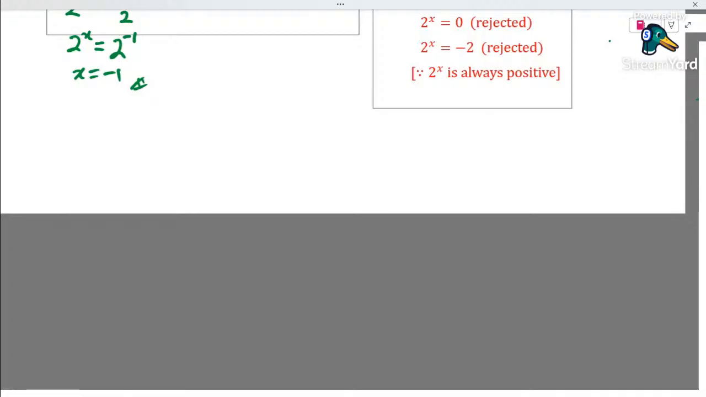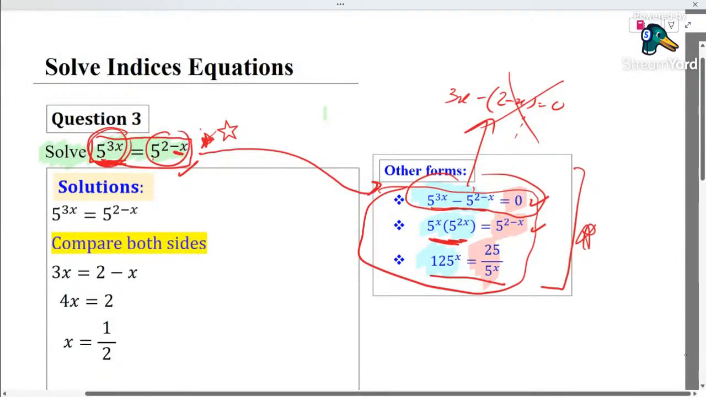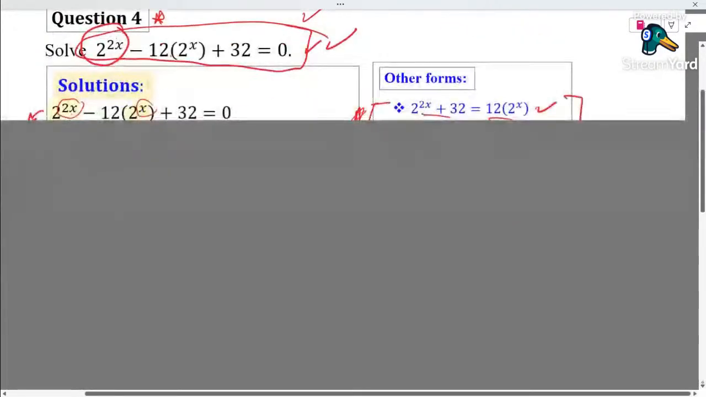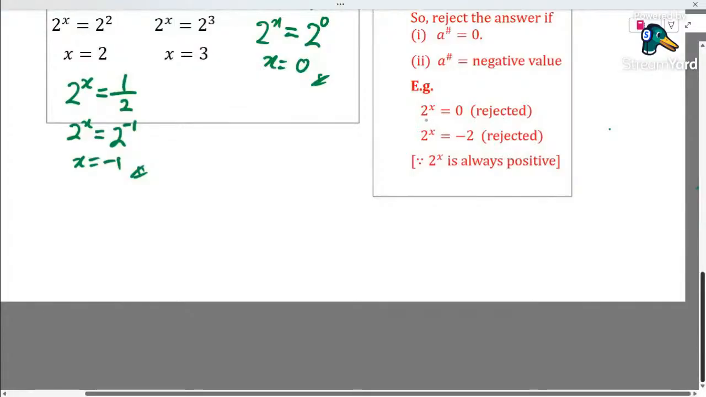What if, let's say, you have the situation that the indices is equal to 0? Then this case here we will reject. Why do we reject? Because a positive number, no matter how you power it, will never turn into 0, because it is always positive. So if you have the answer equal to 0, we reject it. We're not going to consider it at all. There's no solution from here.